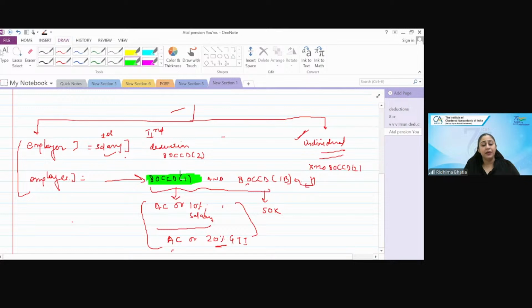So to make this scheme attractive, they introduced another subsection, 1B, where they said this is an additional 50K which you will get as a deduction. Now anyone smart enough will first utilize this amount from the actual contribution. You will ask why?